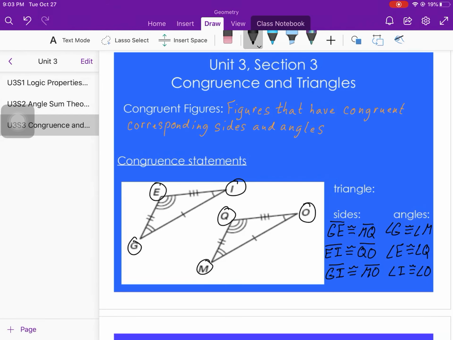Okay, now that we've shown and demonstrated that we have three pairs of congruent sides and three pairs of congruent angles, everything about these two triangles is the same. Therefore, we can conclude that they are congruent triangles. But we need to write that in a congruent statement.